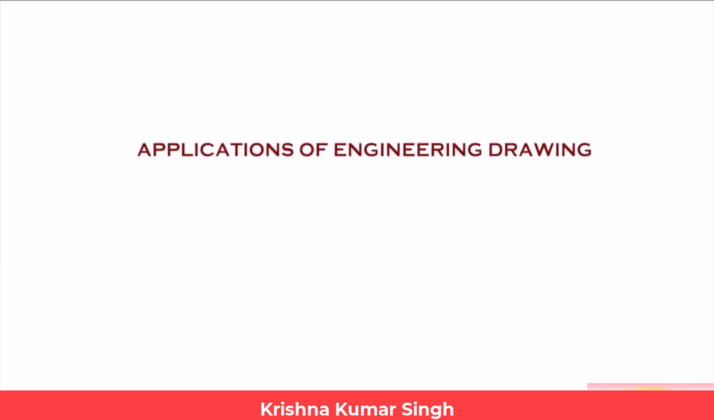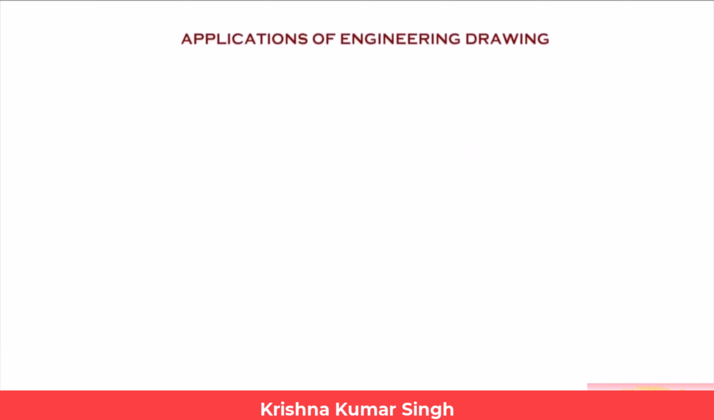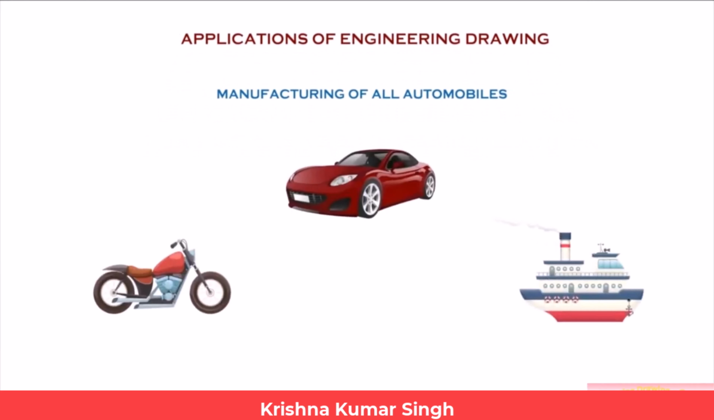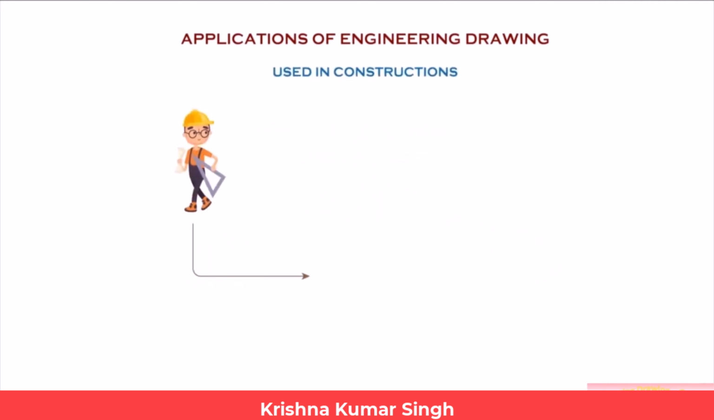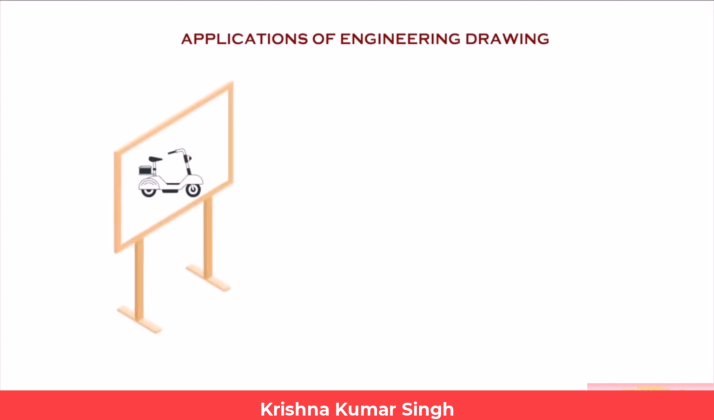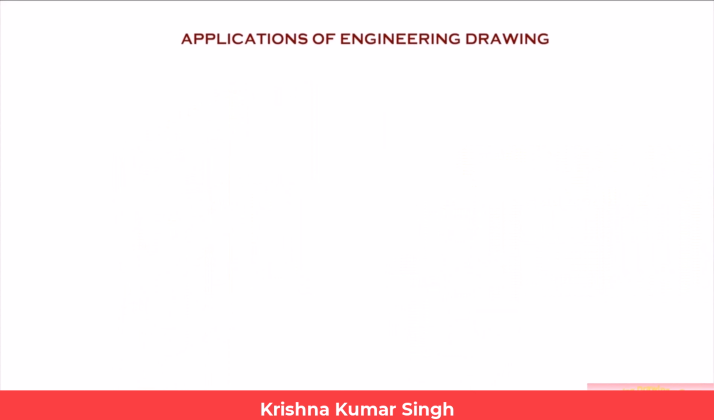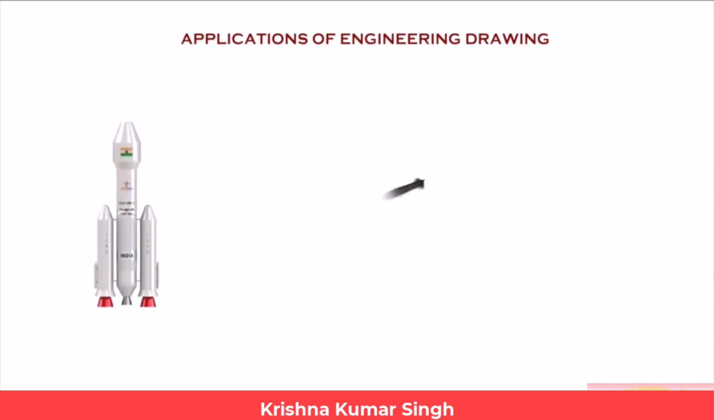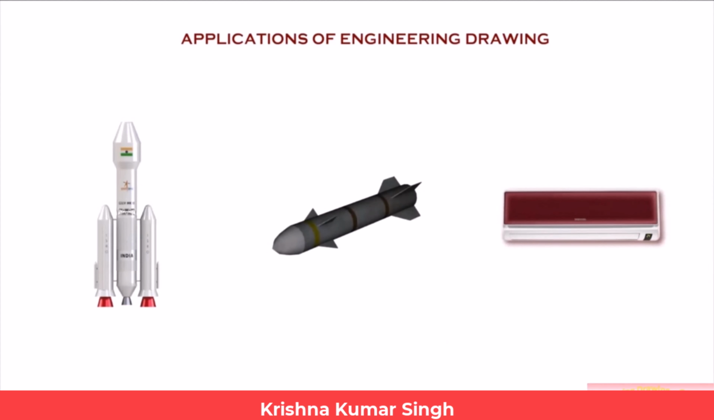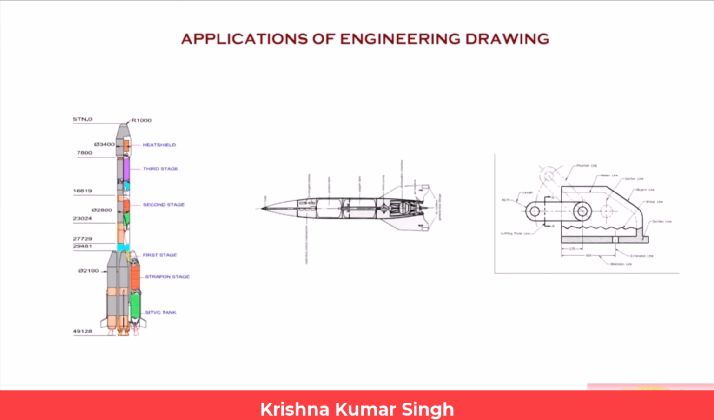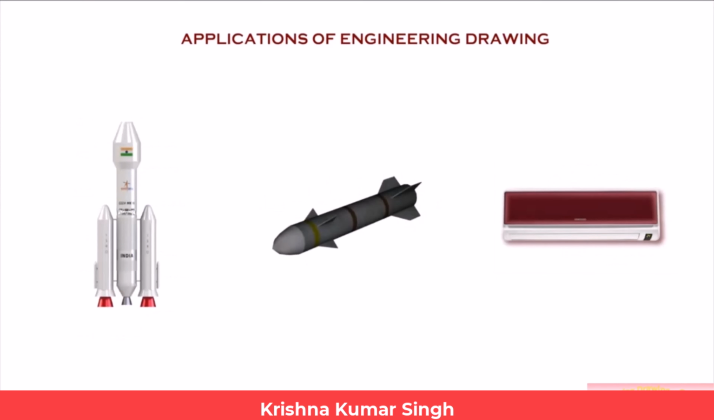Applications of engineering drawing. Drawing is used in manufacturing of all automobiles. Drawing is used in constructions. Drawing plays a vital role in engineering, and it is essential to our daily life. For example, construction of rockets, missiles, ACs, etc. Initially, they need drawing to come out as a final output.